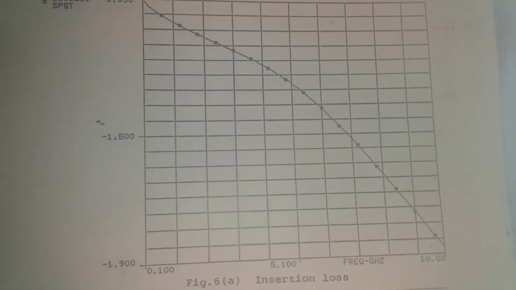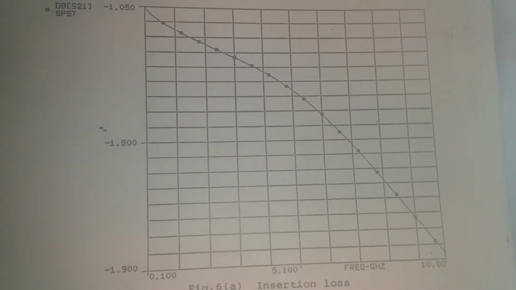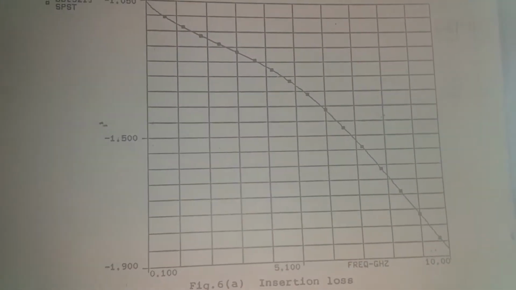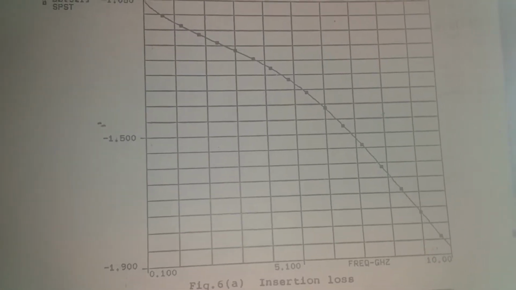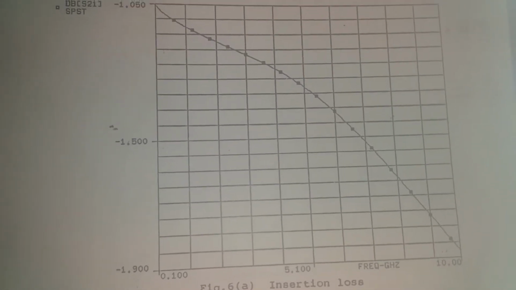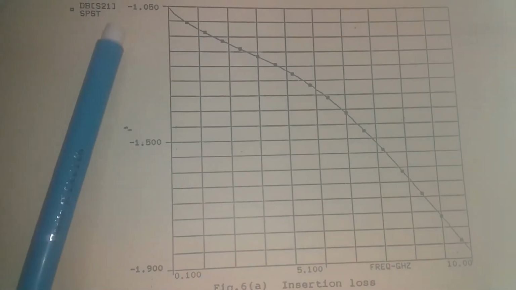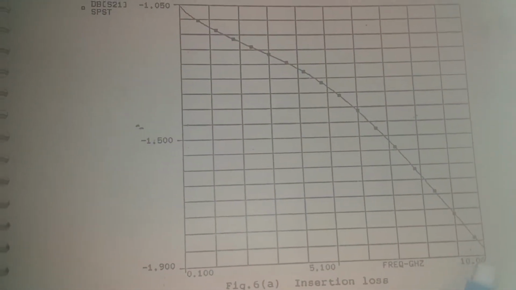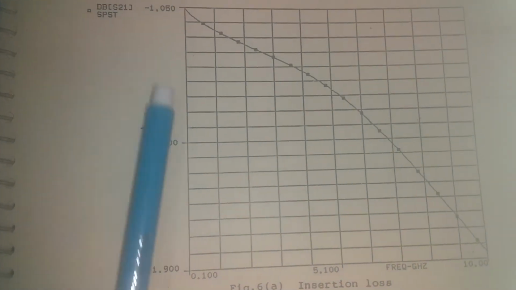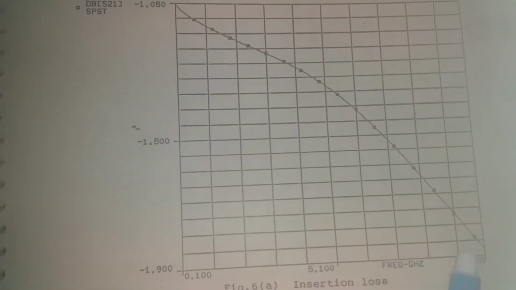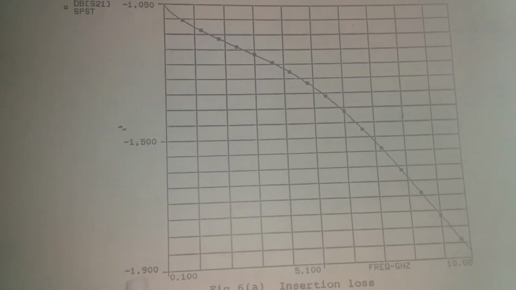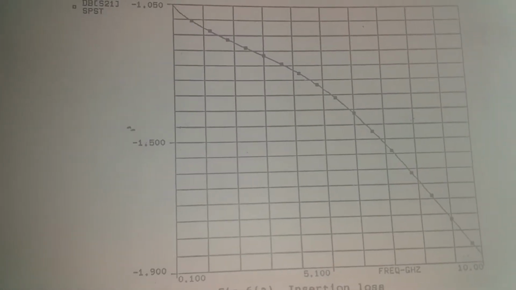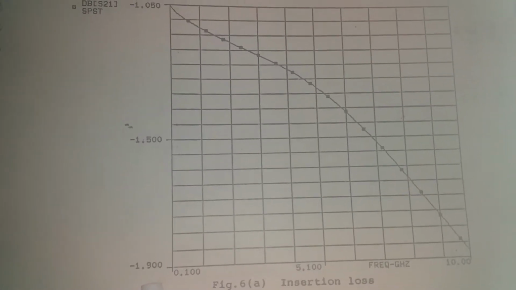So here is the insertion loss and the isolation. The insertion loss is the performance of the switch in its on state. At 0.1 gigahertz, we see that it is minus 1.08 dB, and at 10 gigahertz it is minus 1.85 dB. So throughout the frequency band, we see that the insertion loss is better than minus 1.9 dB. So this is the insertion loss.